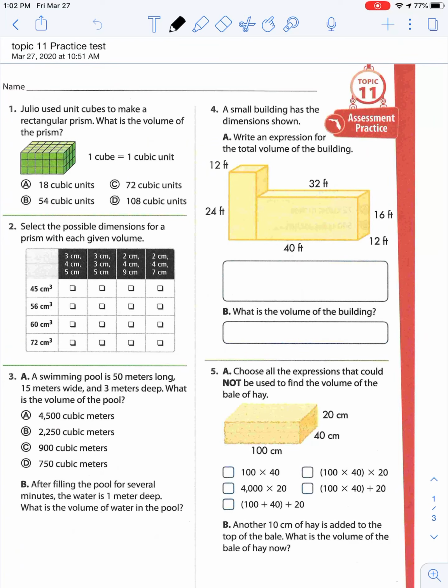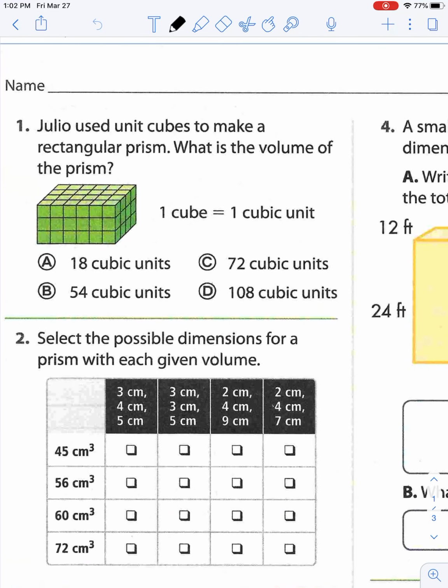And here we go. Number one. Julio used unit cubes to make a rectangular prism. What is the volume of the prism? I'm just going to zoom in on these questions, give me a little room to work.